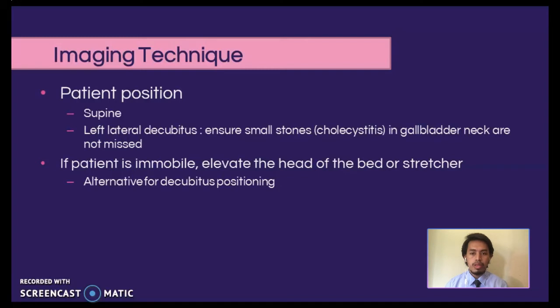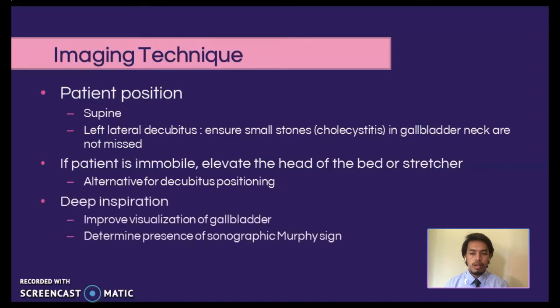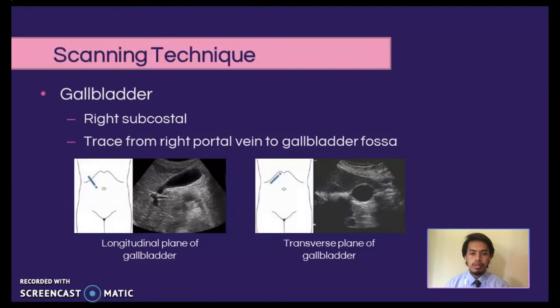decubitus or prone positioning. Deep inspiration can improve visualization of the gallbladder and help determine the presence of the sonographic Murphy sign. In imaging the gallbladder, the transducer is placed at the right subcostal region for both the longitudinal and the transverse planes, traced from the right portal vein to the gallbladder fossa.